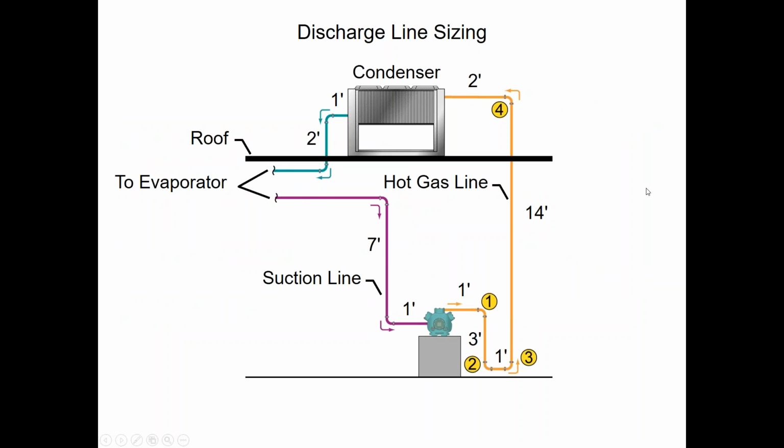There we go. So discharge line sizing is basically the same thing as almost sizing the suction lines. It's all the same practice. First, we need to figure out what the distance is. In this case, we got a foot off the compressor. We drop down 3 feet, over a foot, up 14, over 2. We get the total linear length, okay? Now, this is a little different here.